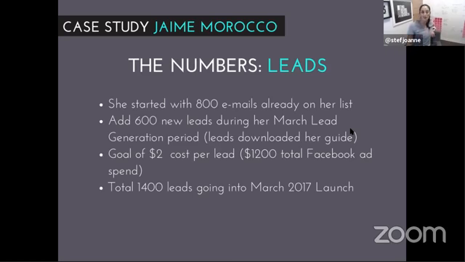So then 600 new leads during the March lead generation period. Remember the yellow period before the March launch? Okay, downloaded her guide. So the goal was $2 cost per lead, meaning that she spent $2 per lead on Facebook ads to get 600 new people. That is right, to get 600 new people onto her list.